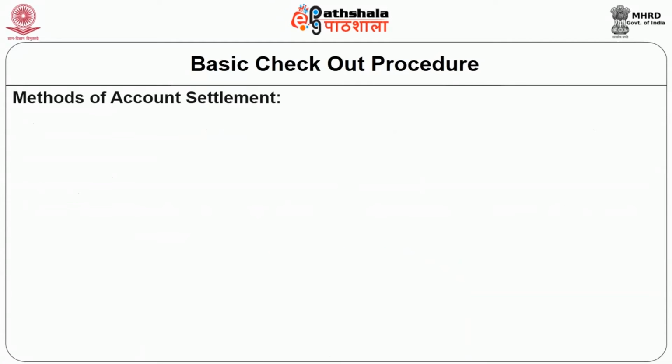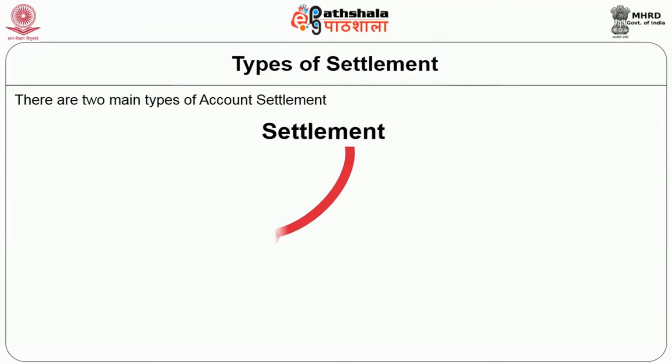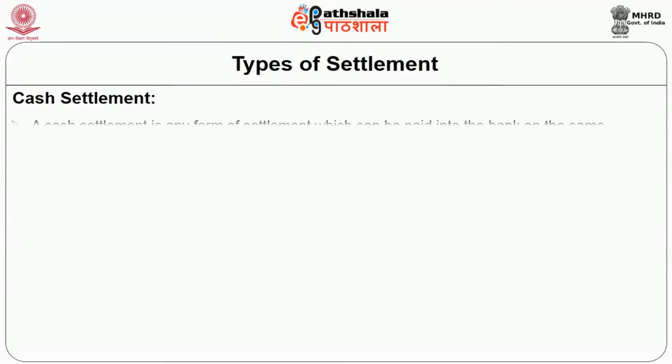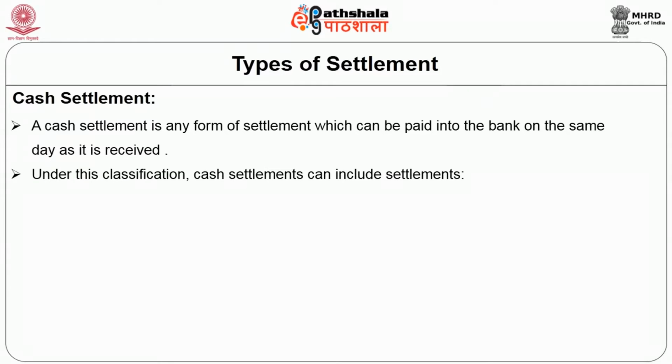Now we will go to the next section to see what are the different methods available for guest account settlement. As we have noted, the settlement of guest accounts is a comprehensive process. We will now look into these in detail. The types of settlement include cash and credit settlement. A cash settlement is any form of settlement which can be paid into the bank on the same day as it is received.